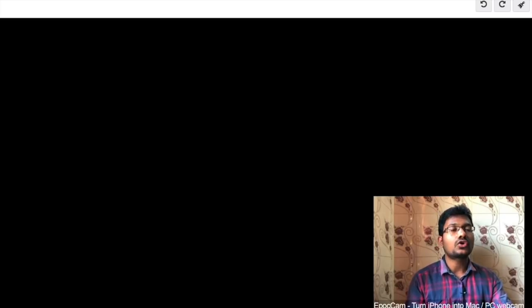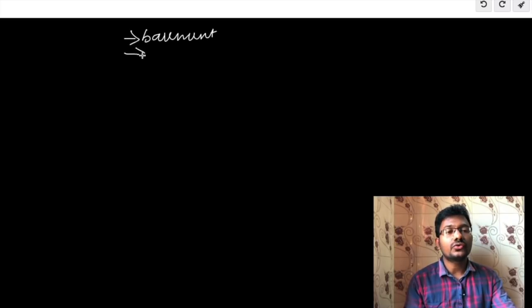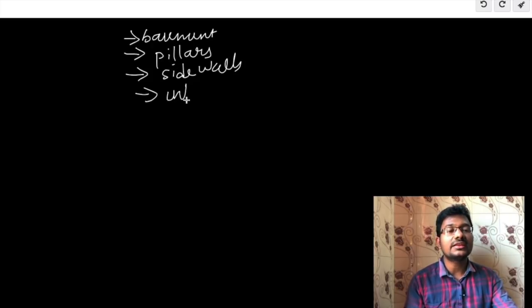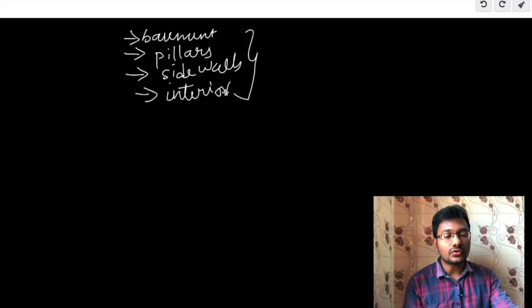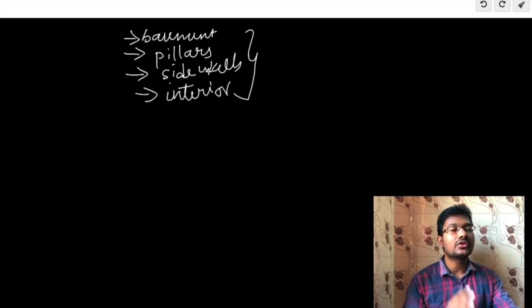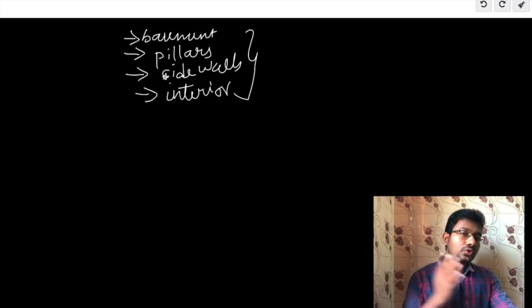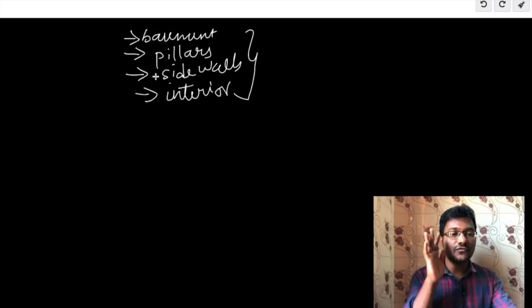If you want to consider a house, you need to follow these steps. For example, first you need to construct the basement, and then you need to construct the pillars, and then you need to construct the side walls, and then you need to do the interior design. So these are the 4 basic steps that you need to follow for constructing a house. It can be cement house, it can be wooden house, it can be any house, but you need to follow these steps.